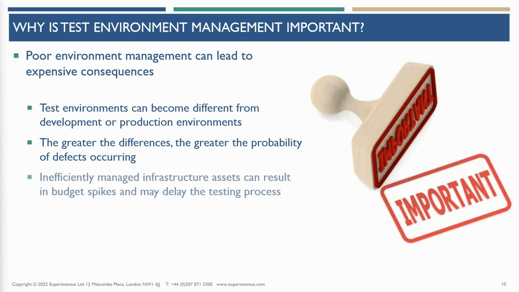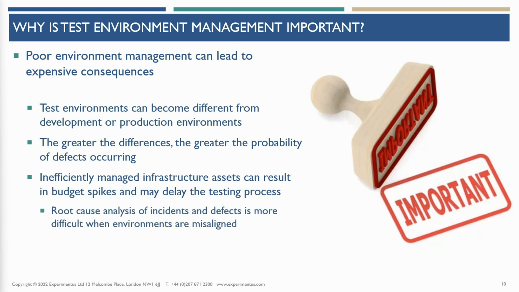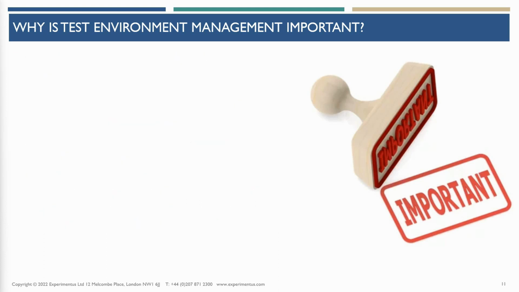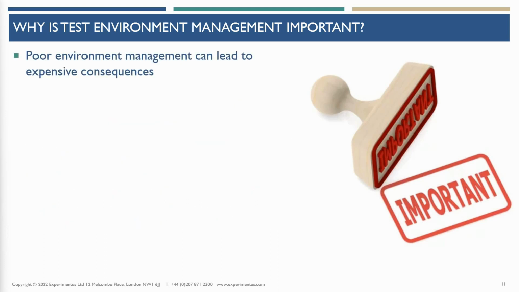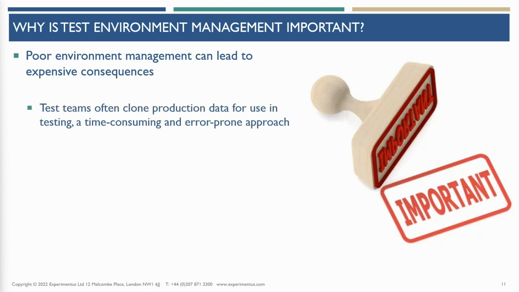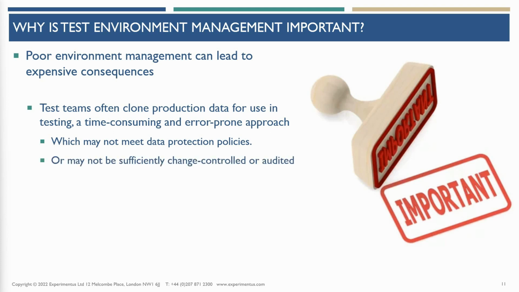Infrastructure assets that are inefficiently managed can result in budget spikes and may delay or otherwise hinder the testing process. For example, root cause analysis of incidents and defects becomes more challenging when there is misalignment of test and other environments. It's common for test teams to clone or extract production data and use it for the purposes of testing. This approach can be time-consuming and is error-prone, and it may not meet data protection policies. Often, the process is not sufficiently change-controlled and cannot be audited.